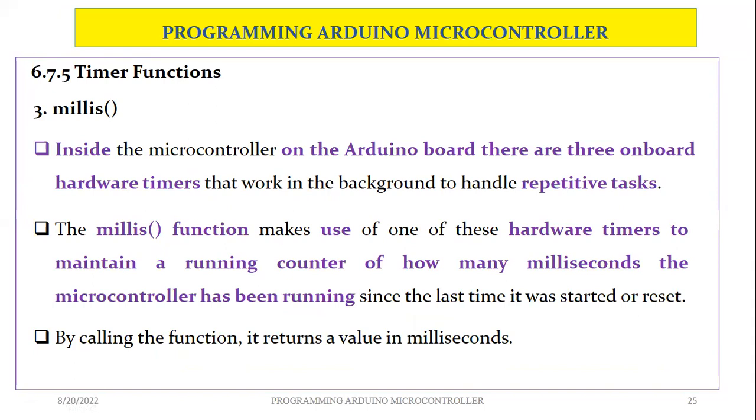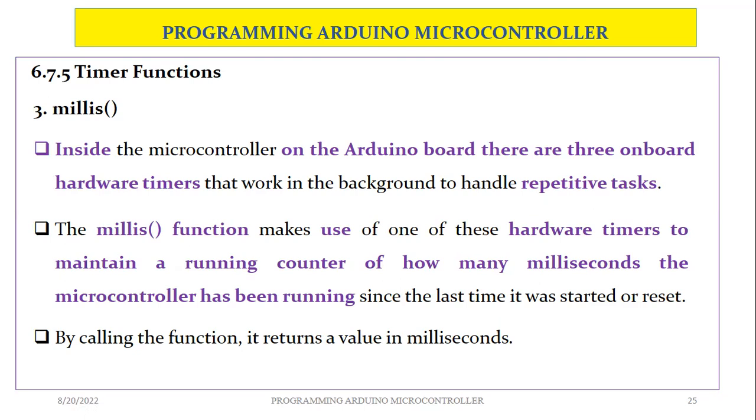The next category of timer functions is the millis function. There are two functions that we can use to check for how long the microcontroller has been running since the last time it was turned on or the last time it started processing a program. So the millis function is one of the timer functions which does this. And in this case, it is going to use a hardware timer in the Arduino microcontroller.